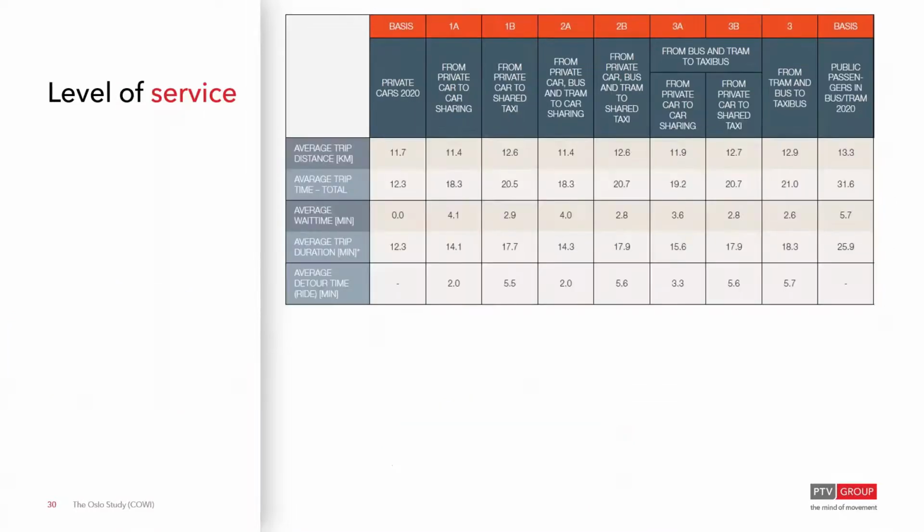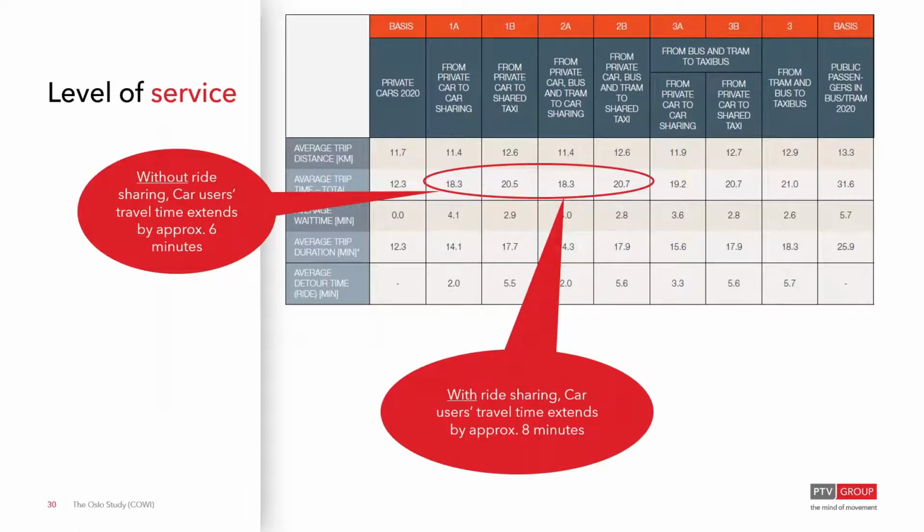Okay, where are we going next? Let's look at the level of service, and in particular journey times. So the average journey time in 2020 is about 12 minutes for each trip. When you go to option 1A, it goes up to 18 minutes. Now, 1A is where you're car sharing, so you are having the car to yourself. You go point to point, shortest route, but the extra 6 minutes is the wait time, because you have to wait for your ride. So that's the thing that makes it worse from today.